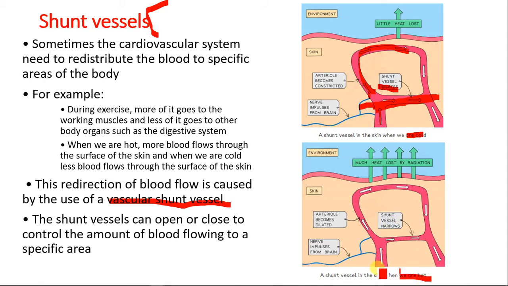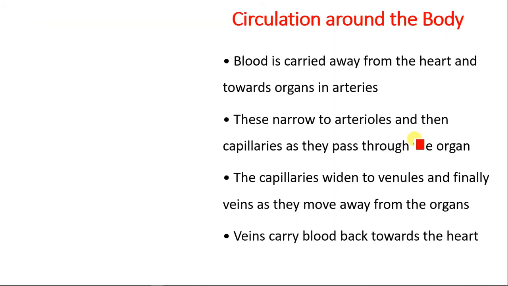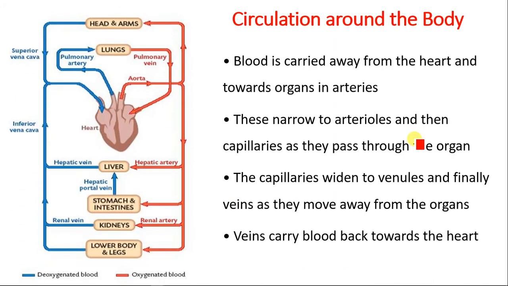And once it constricts, that means more blood will now flow through the arterioles to the capillaries at the surface, which will now lose heat through radiation to the environment to bring the blood back to its original temperature. Now, circulation around the body.